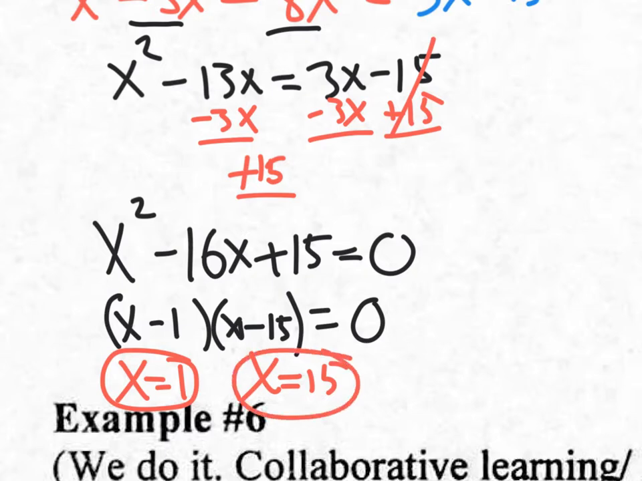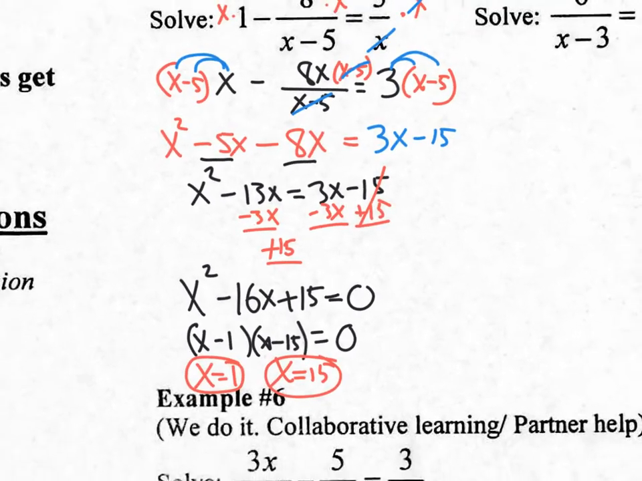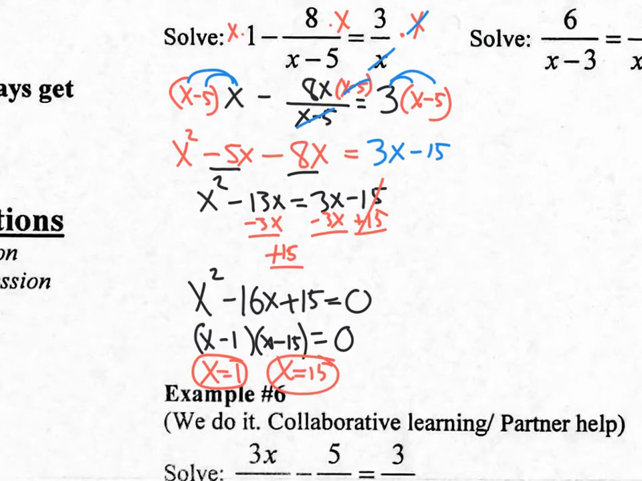Okay, and the only other thing to do is to check and see if 1 or 15 mess up the whole equation. And if you go back to the original, you'll see that 1 or 15 does not mess up anything, so both of those are our answers. So I hope we understand how we did this.